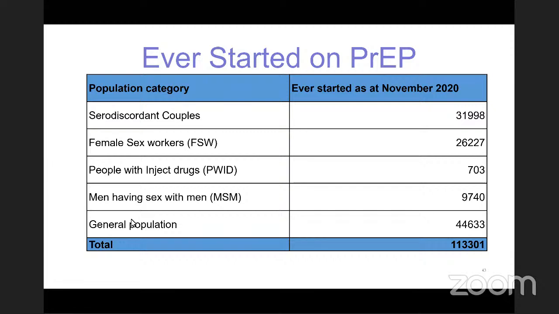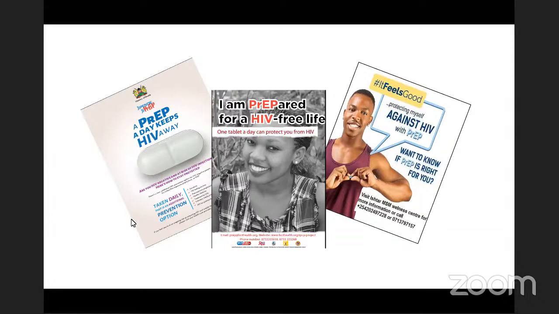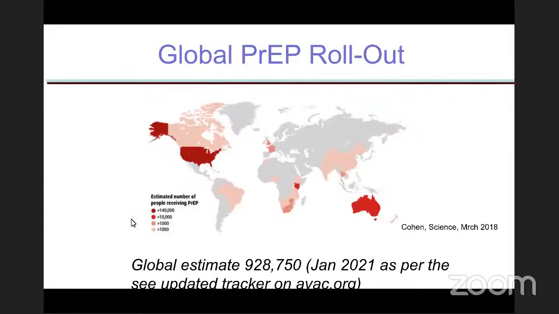So from May 2017, the Ministry of Health has been able to put over 100,000 people on pre-exposure prophylaxis. That's 113,000, and this was data by end of June. There have been a lot of media campaigns using some of these materials. Worldwide, over 1 million people have already initiated oral pre-exposure prophylaxis. This is data from January, but currently there's close to 1.4 or 1.5 million. You can see Kenya there in dark. It's one of the countries doing quite well in the global rollout of oral pre-exposure prophylaxis.